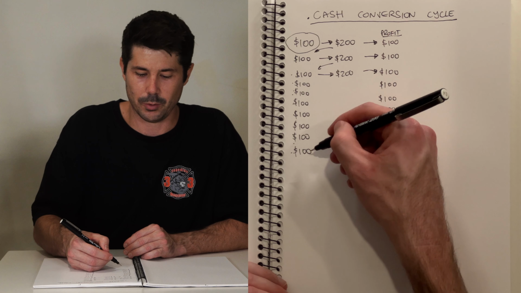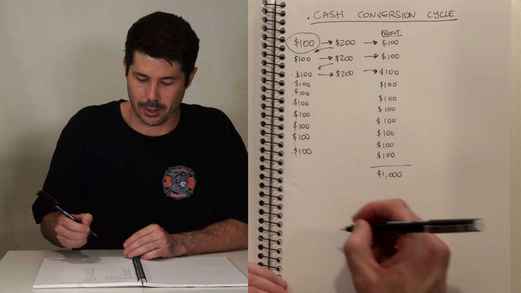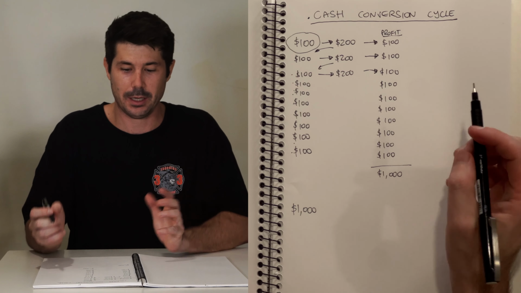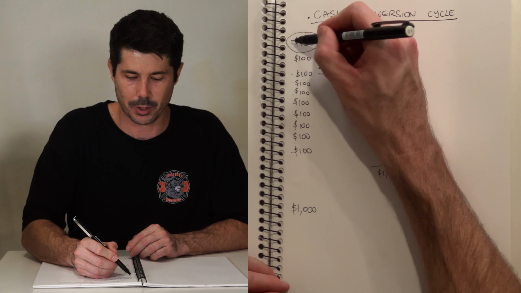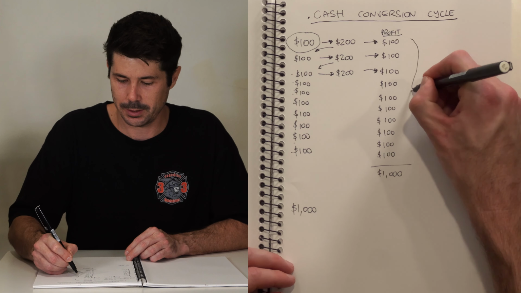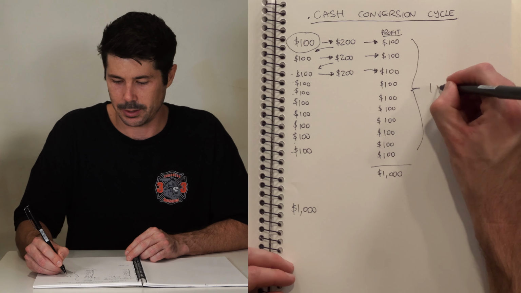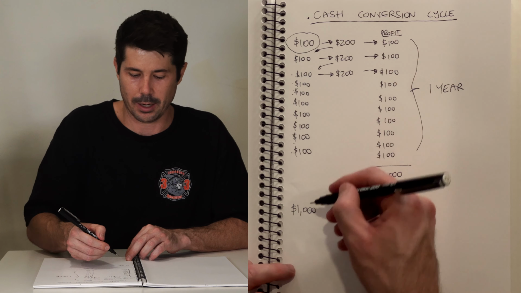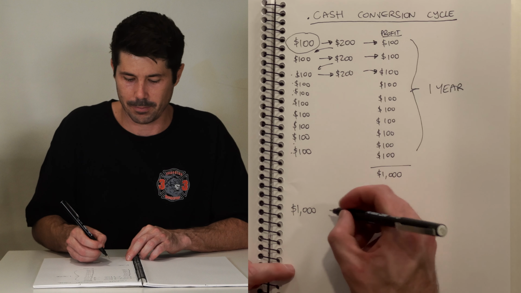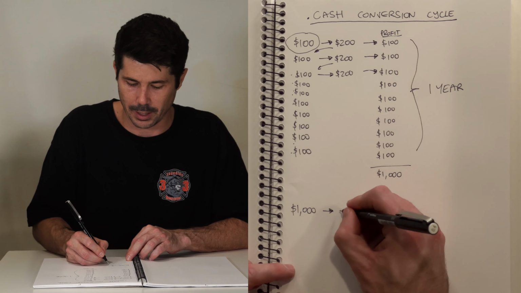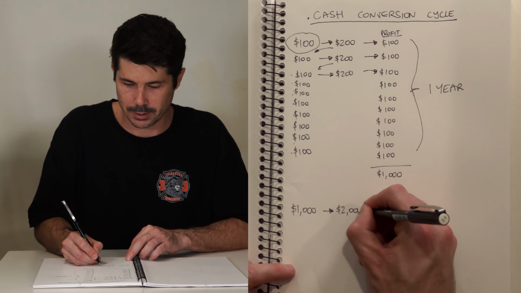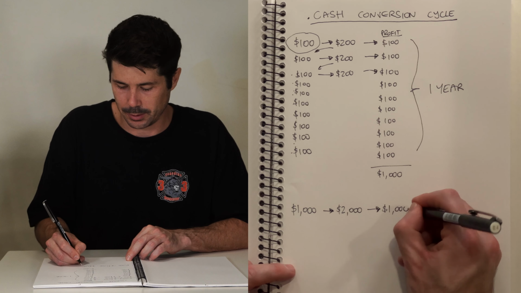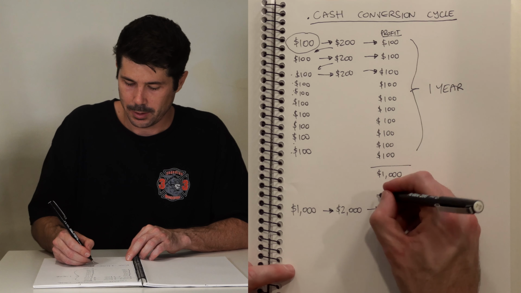Let's say rather than doing this 10 times, we were to just start with $1,000 and invest that into stock. So let's say that this time period here for all of this is, let's just call it 1 year. And then let's say that we invest that $1,000 into stock up front. And then over the course of that year, we sell $2,000 worth of stock and we make $1,000 in profit.